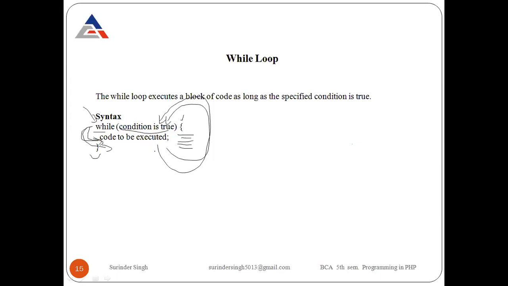What is the process? Check the condition. If the condition is found true, then enter the body of the loop and execute all the statements. After executing, return to the condition part and check the condition. If it is found true, enter the body of the loop again and execute the statements. This process will continue until the condition is false. When the condition is found false, it will exit from the loop. Clear?